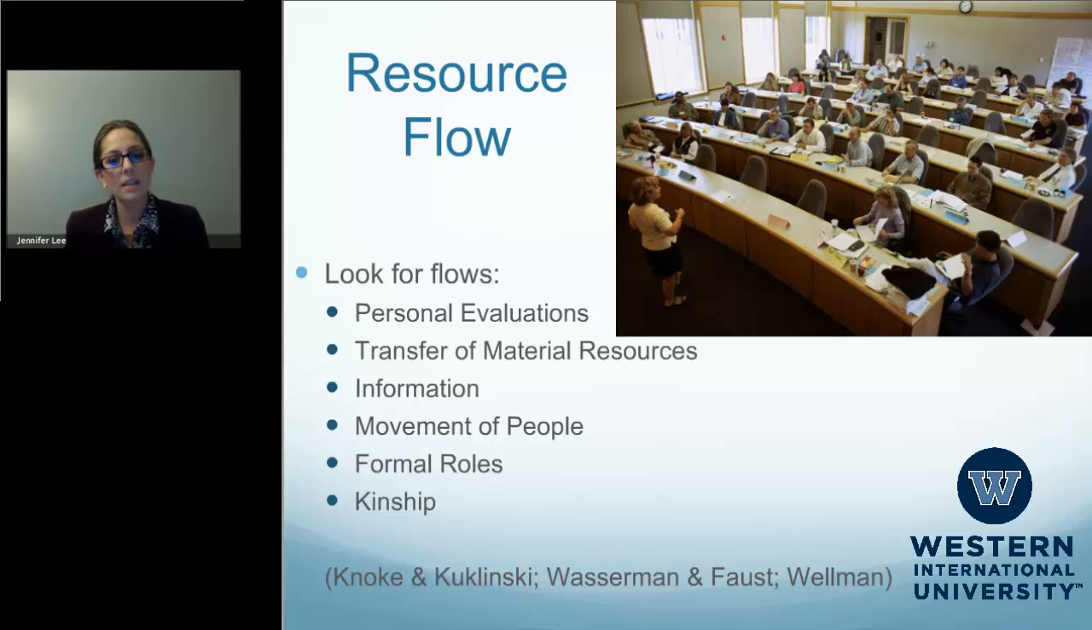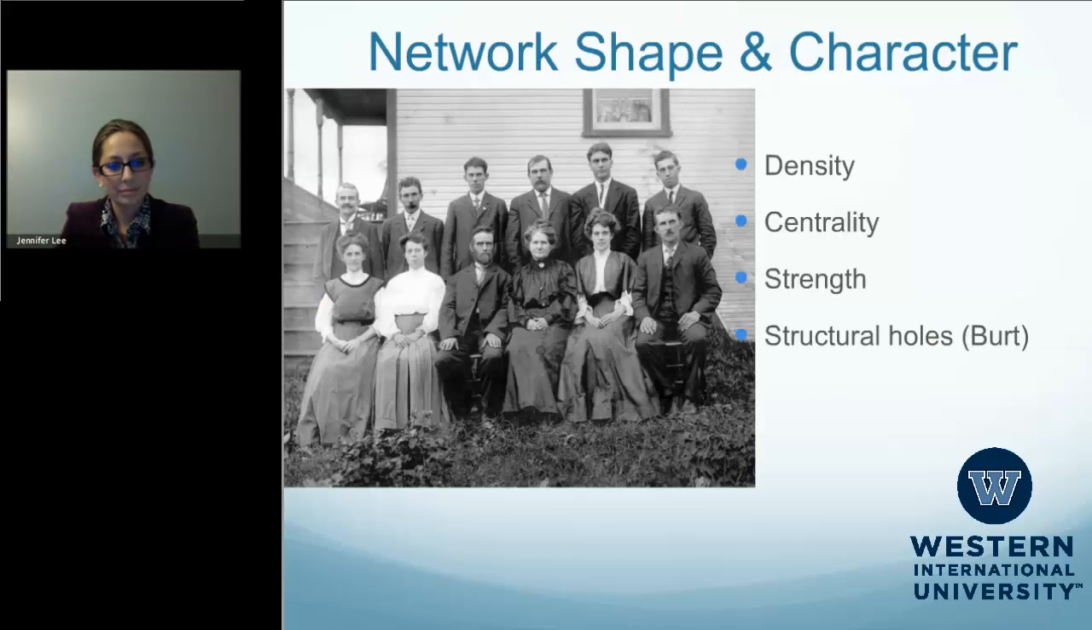So once you start to see the different types of social ties that can connect actors and then form a network, then you can actually explore the shape and the character of that network. So again, once you've identified what those social ties are and where they come from that make up a network, then you can start to look at the network itself. So here are some things to look for in networks.